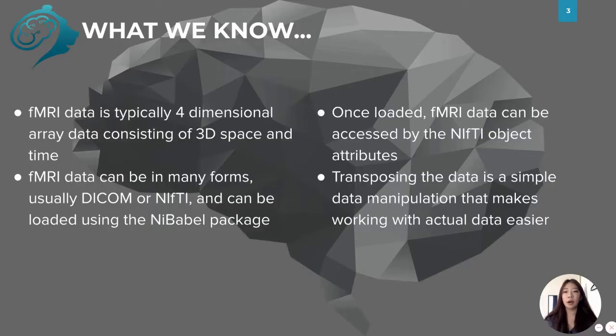So what we know, first of all, from the last lesson, is that fMRI data is typically a 4D array consisting of 3D space plus time as the fourth dimension. fMRI data can be in many file formats, usually DICOM or NIfTI, and it can be loaded using the NiBabel package. Once it's loaded, fMRI data can be accessed by the NIfTI object attributes. And lastly, transposing the data is an important pre-processing step and a simple manipulation that makes working with the data a lot easier.